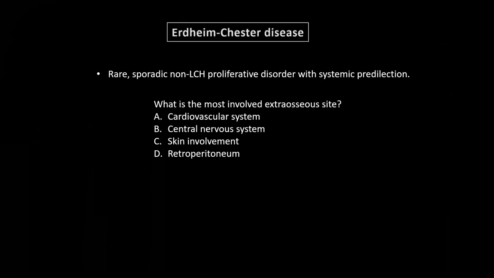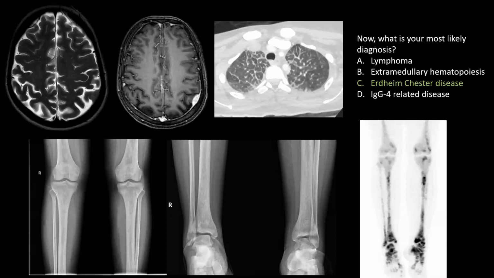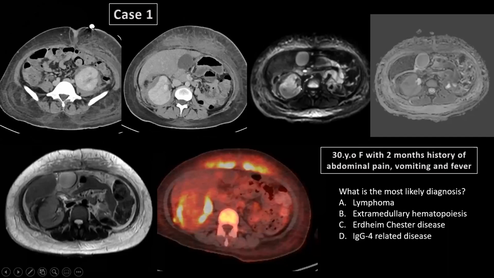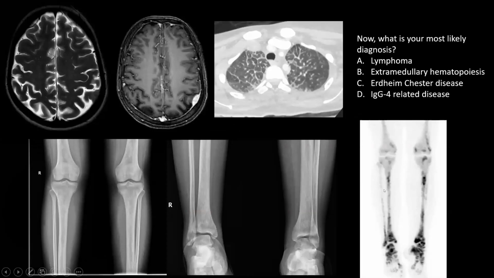Erdheim-Chester disease is a rare, sporadic, non-LCH proliferative disorder with systemic involvement. Why didn't we go here with lymphoma? First, on the MR images, there is no diffusion restriction, no other lymphadenopathy, and no splenomegaly. The characteristic skeletal appearance is less likely to be with lymphoma. Lymphoma will cause the bone lesions to be more aggressive, with permeative and periosteal reaction. So this is less likely to be lymphoma.